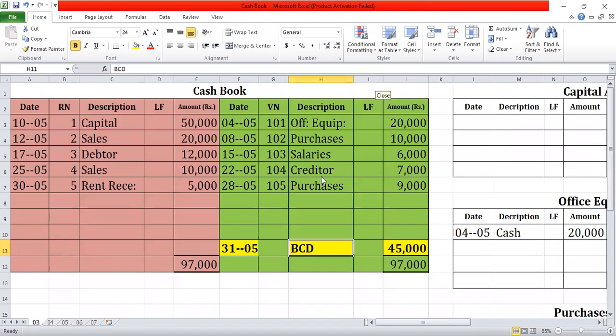Okay. Now listen to me. Look at this one. And I told you this is the balance carried down of the cash book as at 31st of May. So the next accounting period is going to be, look at this, 1st of June. Agreed? This is the last date of the current year.